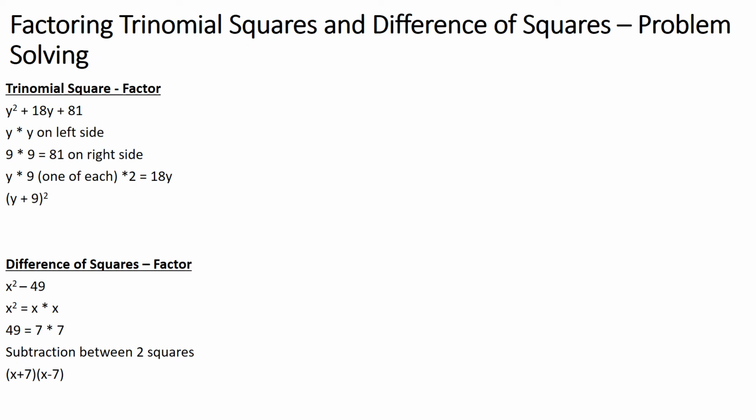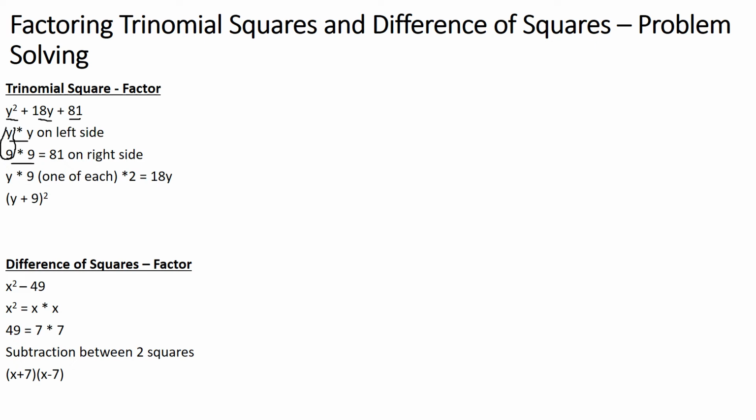Here are some examples for a perfect square. y squared plus 18y plus 81. Here's a perfect square here, the first one, y times y is y squared. Perfect square here, 81, which is 9 times 9. And if I multiply these, y times 9 times 2, doubling it, is 18y. And this ends up being y plus 9 squared.